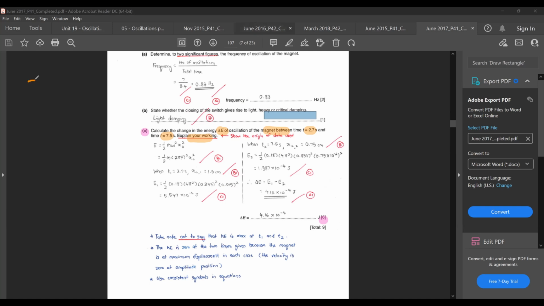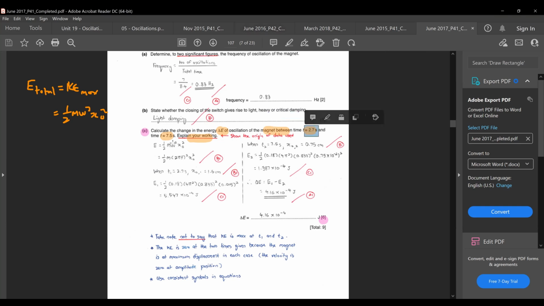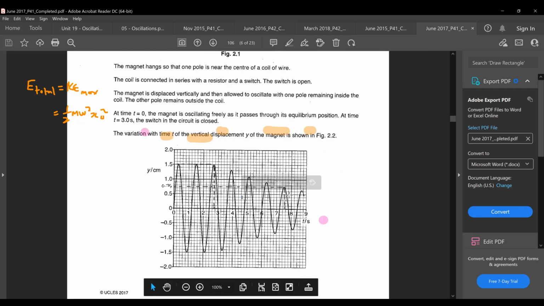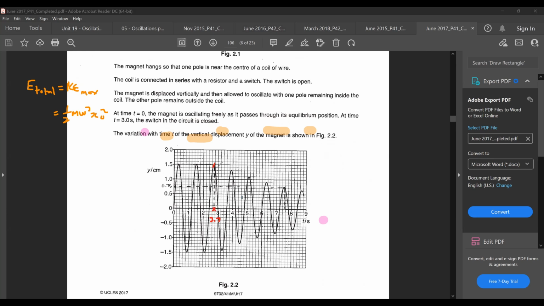In the first place, we go back to the basics. Total energy, the maximum, is half m omega squared x naught squared. So you want to find the energy loss between 2.7 to 7.5. So you're talking about 2.7. This is 2.7 seconds. This one is the amplitude. So at t equals 2.7 seconds, your x naught is 1.5 centimeters.